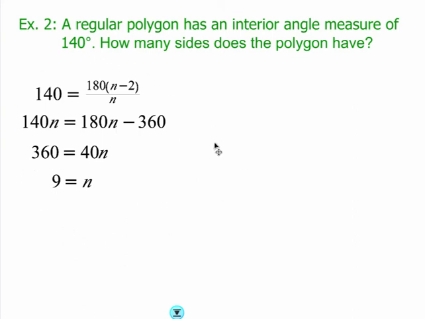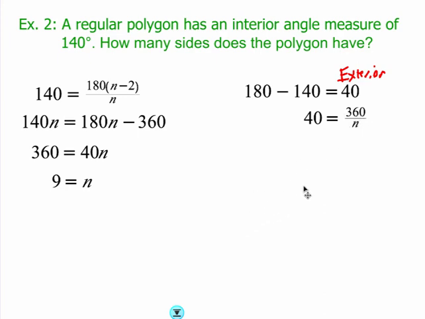Now the other way of doing this is I know that if I take 180 minus 140, I get 40 degrees. That's the measure of each exterior angle of my polygon. Well then, I know that 40 is equal to 360 over n, because that's the sum of all the exterior angles divided by the number of angles. Then I just multiply both sides by n. You see I get the same thing here. Divide by 40, and once again I get n equals 9.